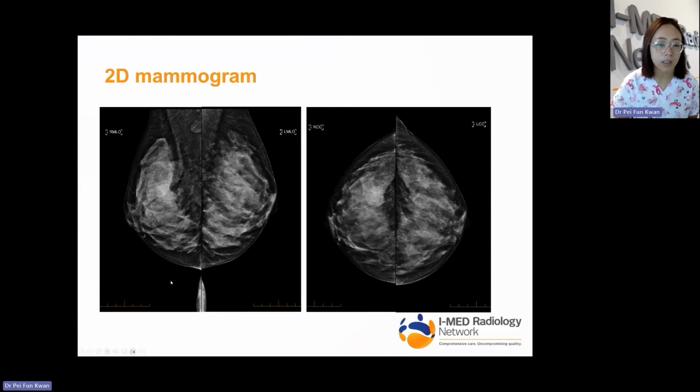Each breast is taken from medial lateral oblique, from side to side, and from cranial caudal, top through superior and inferiorly. And we do the right MLO view, left MLO view, right CC view, and left CC view. And this is what we call a routine 2D screening mammogram.